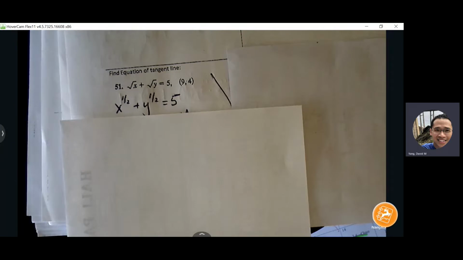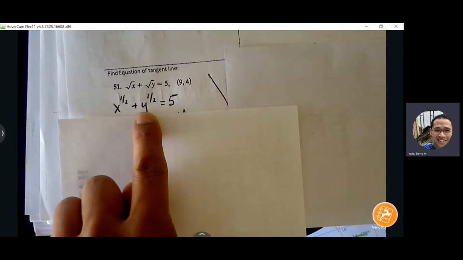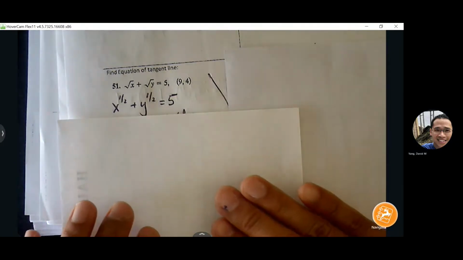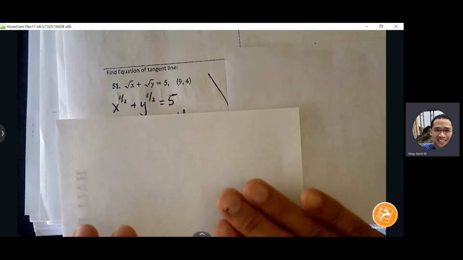X to the 1/2 becomes what? 1/2 x to the negative 1/2. Okay, so straightforward. How about y to the 1/2? Good, times dy dx, right? We got to do dy dx for this variable. And then the 5 goes to a 0. Okay.